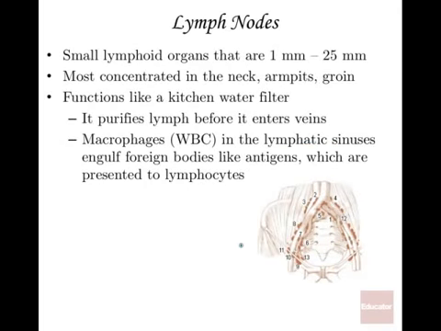All right, these lymph nodes are small lymphoid organs that vary in size depending on which one you're looking at. Some of them are 1 millimeter in diameter, some are 25 millimeters in diameter, which is quite large. Most are concentrated in the neck, armpits, and groin. And you generally don't think about them until you go to the doctor.